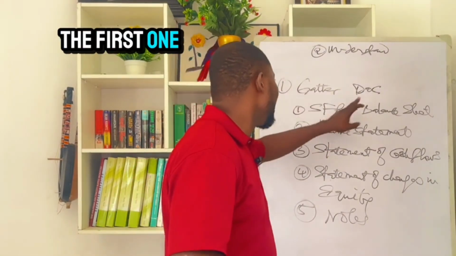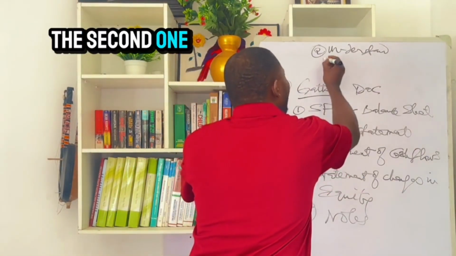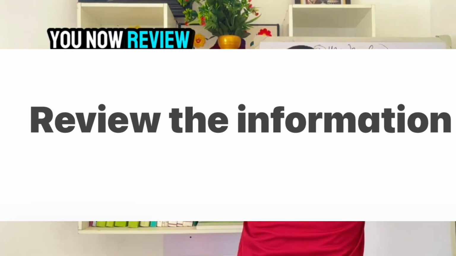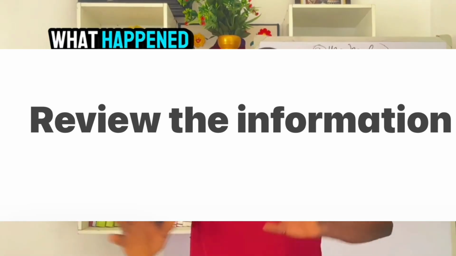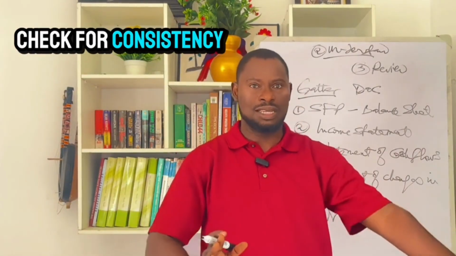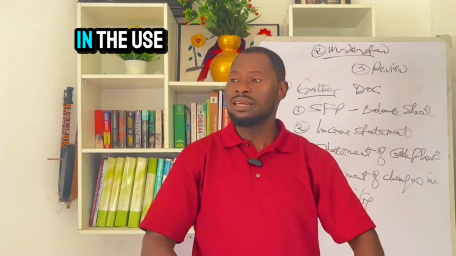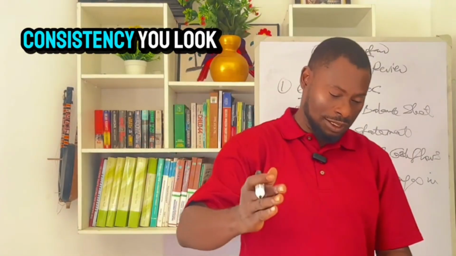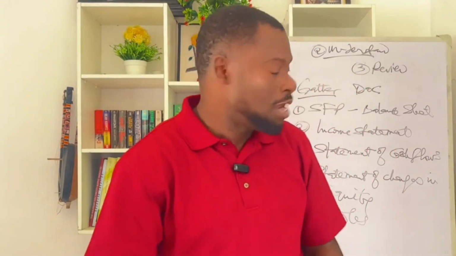So I said the first one, you gather. The second one, you understand. And number 3, you now review. You now begin to look at what happened. You begin to look at all of them, the changes. You check for consistency. Is there consistency in the use of policy? You look for consistency. You look for compliance.